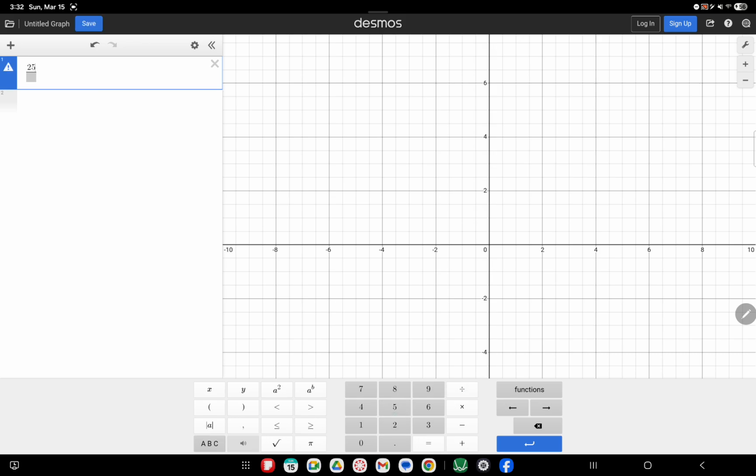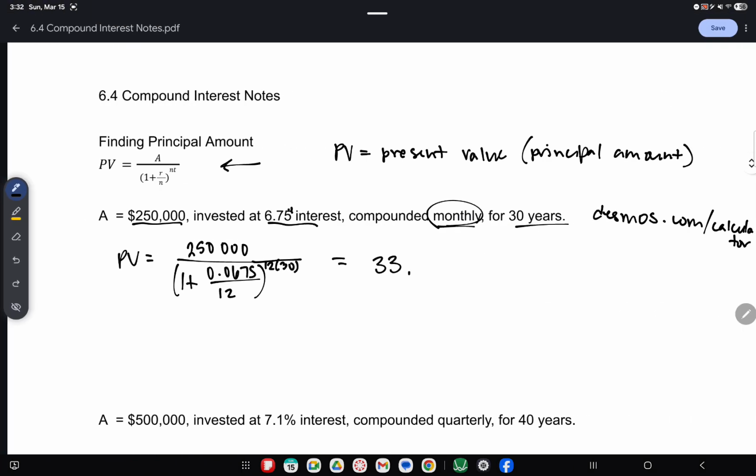So doing the division to make a fraction. 250,000. And then over all this stuff, 1 plus, and then another fraction, 0.0675 monthly, and then raised to the 12 times 30, and there gives me my amount, 33,186 and 23 cents. Okay, I'll go back into the notes. 33,186 and 23 cents.